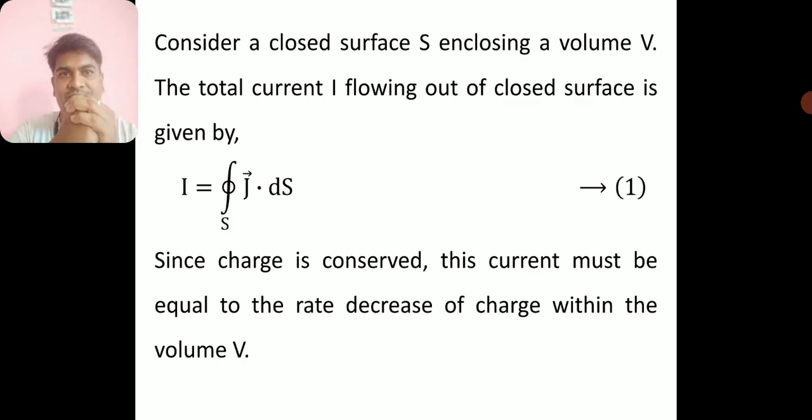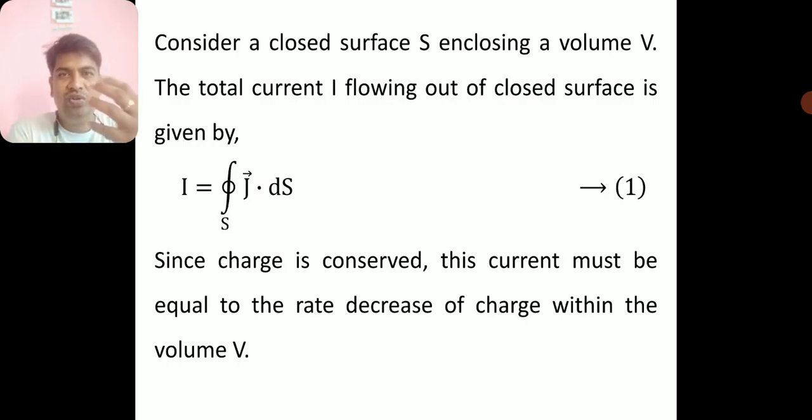Now what I can write here is that the current I can be written as the surface integral of J dot dS. It is the surface integral of current density. J is called the current density. What do you mean by current density? It is the current per unit area per unit time. Current density is defined as the current per unit area per unit time.